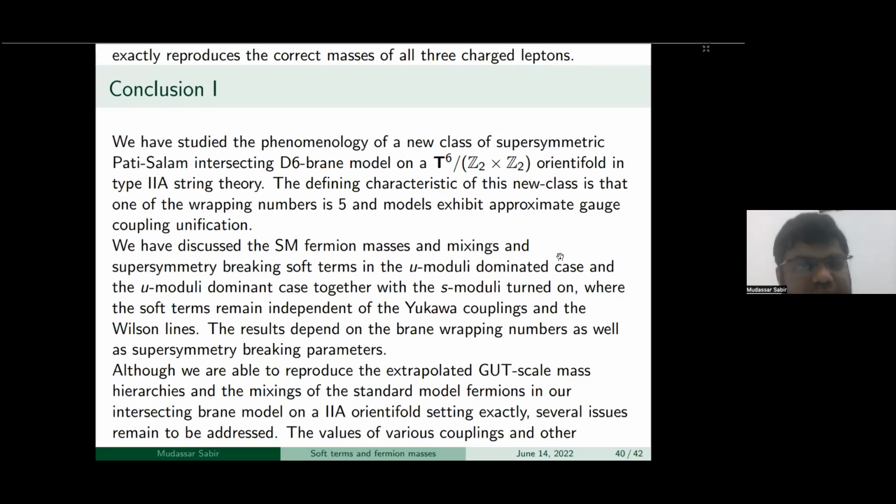So I conclude that we have studied the phenomenology of a new class of supersymmetric Pati-Salam intersecting D6-brane models on a T6 over Z2 times Z2 orientifold in type IIA string theory. The defining characteristic of this new class is that one of the wrapping numbers is 5, and the model exhibits approximate gauge coupling unification.